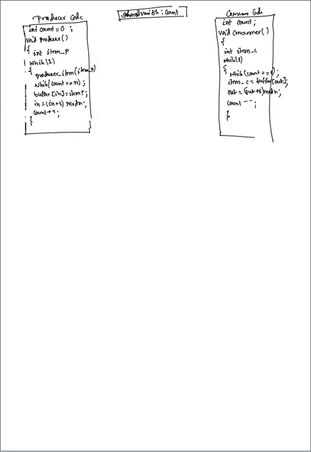So this is code for the producer and consumer. You can see here the producer can increase the value of count and the consumer can decrease the value of count. If we write the micro instructions for producer and consumer, as for the previous example, we can write it for the counter.